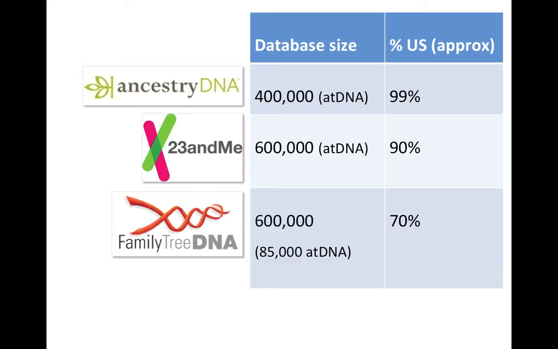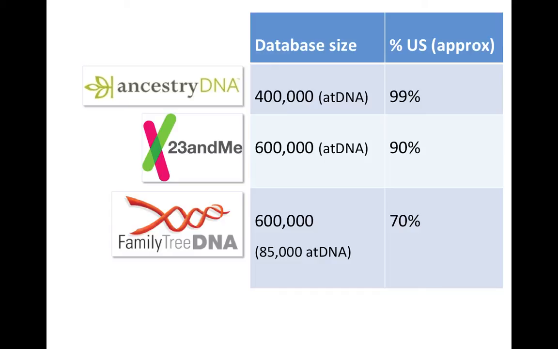Family Tree DNA is the third company, and that also has a database size of about 600,000 people, but most of them have done Y-DNA testing, and only about 85,000 of them have done autosomal DNA testing. But 70% of the population of this database is US-based, and 30% is non-US, including many people from Ireland. So all three databases have their pros and cons, and it is useful to test with all three companies in order to swim in all three data pools.